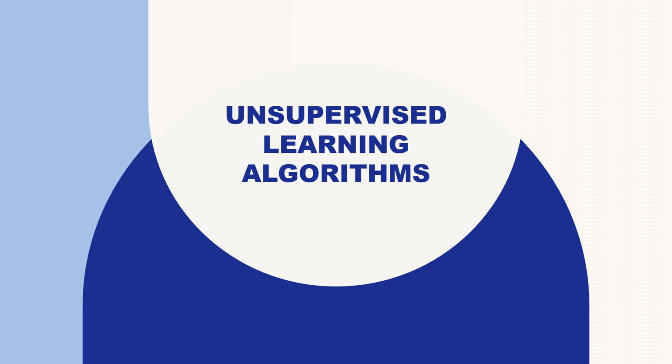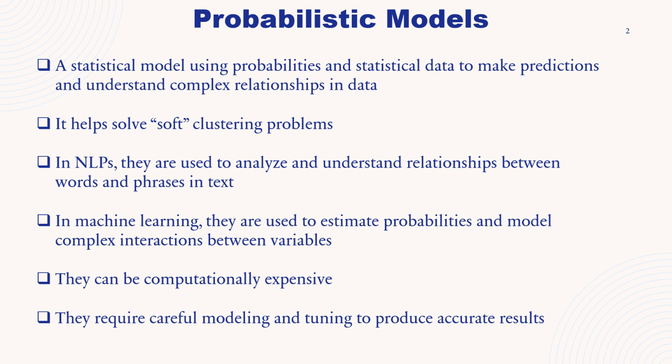In the last video, the algorithm we looked at was DB-scan, which was a clustering algorithm. In this video, however, we're going to be talking about probabilistic clustering methods. So we're going to be looking at probabilistic models. And what are these models? They are statistical models that use probabilities and statistical data to make predictions and understand complex relationships in data. They help solve soft clustering problems.